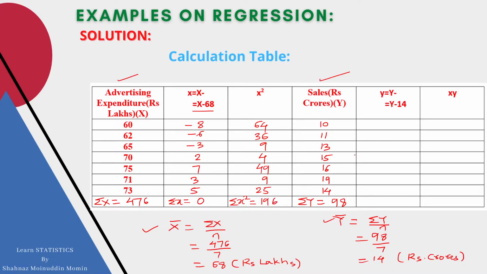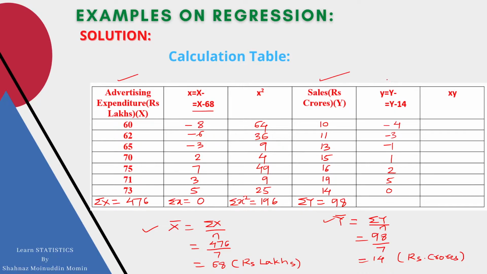By adding this column, we get the sum of small x square is equal to 196. Similarly, calculate the deviation of Y from its mean, that is Y minus 14. So it is 14 minus 14, 0. Next is 19 minus 14, 5, 2, 1, minus 1, minus 3, and this is minus 4.